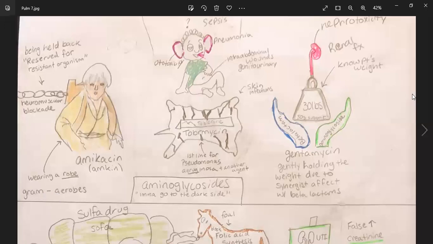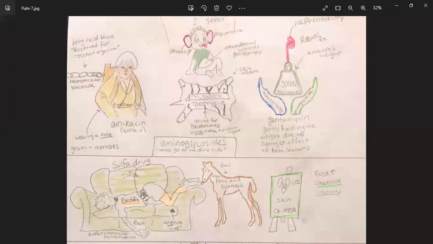They're gram negative. Oh, I probably should have mentioned this before, but the mechanism of action is that it works on the 30S subunit of the ribosome. So these gentle hands are holding a 30-pound weight. And the adverse effects are things like nephrotoxicity, ototoxicity, renal. You want to be careful with renal function. Yeah, I think that's all on it.